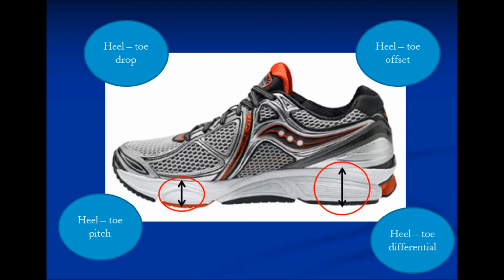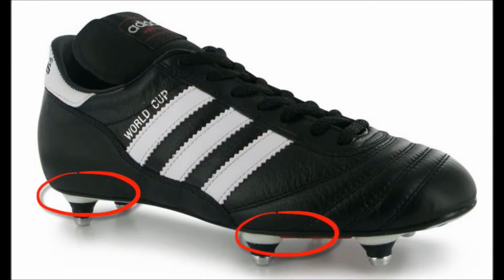In the trainer shown, it can be seen that the material beneath the heel is higher than that beneath the ball of the foot, and thus there is a relative differential. By contrast, the material beneath the heel and the ball of the foot in this football boot is the same, and therefore the boot is essentially flat.